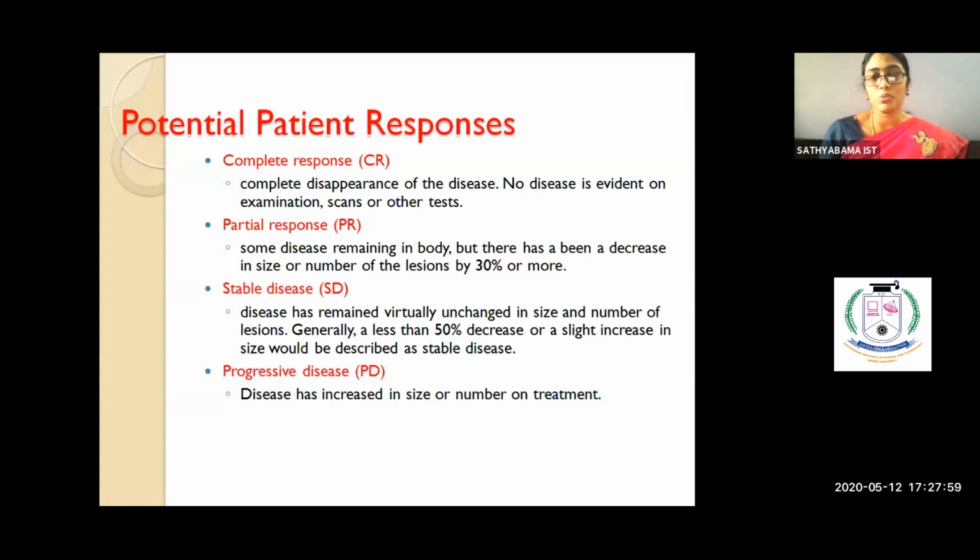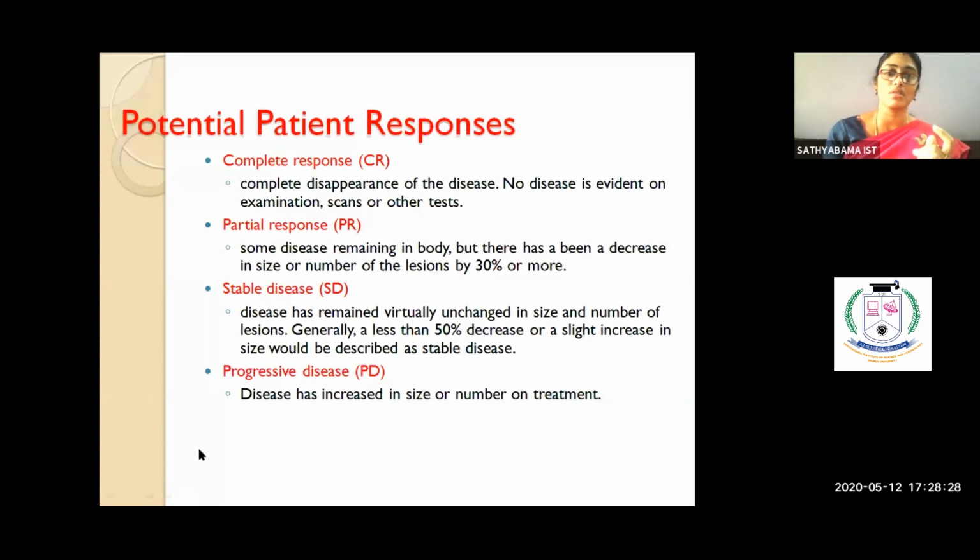Partial response and stable response are actually the control part, wherein the disease is there in your body, but you're not completely cured of the disease. So it is there. And then the stable disease: again, it is going to be in your body, but through the years you can see it is stable. It will be stable through the years.